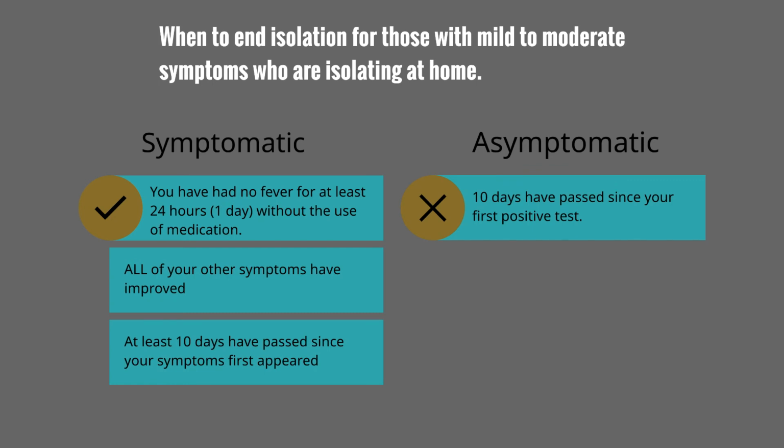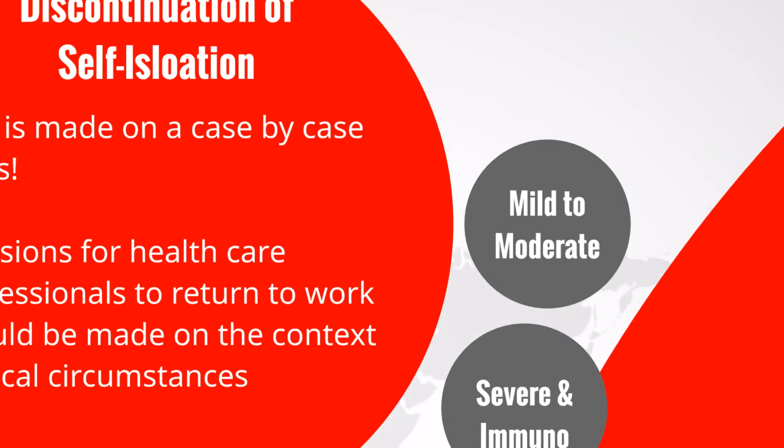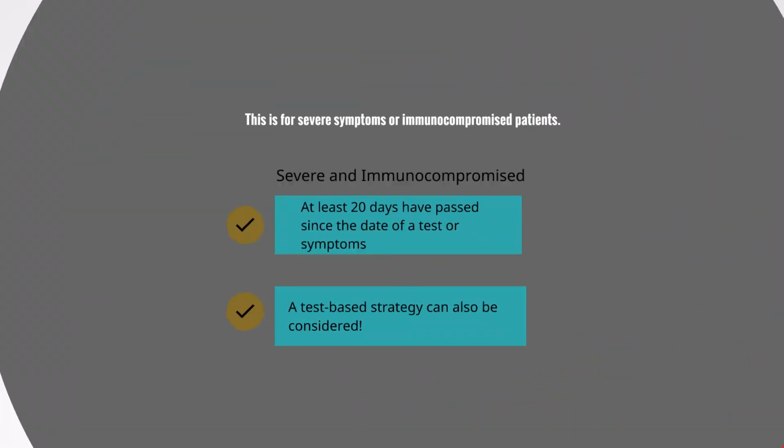If you were one of those people that were asymptomatic, the criteria for ending isolation is that 10 days have passed since your first positive test. And that's assuming that you still didn't develop any more symptoms.